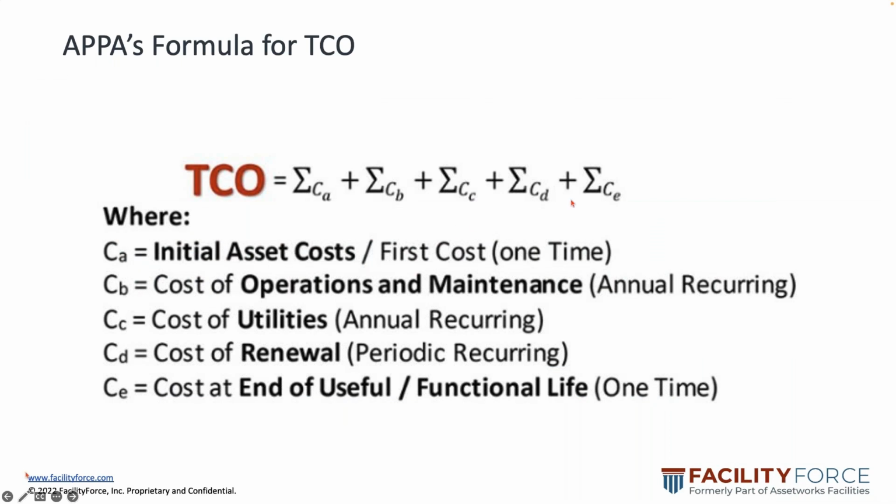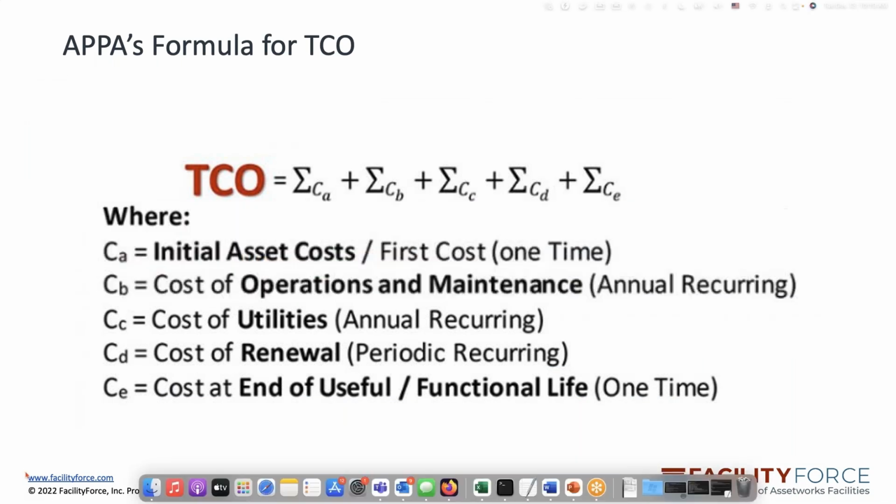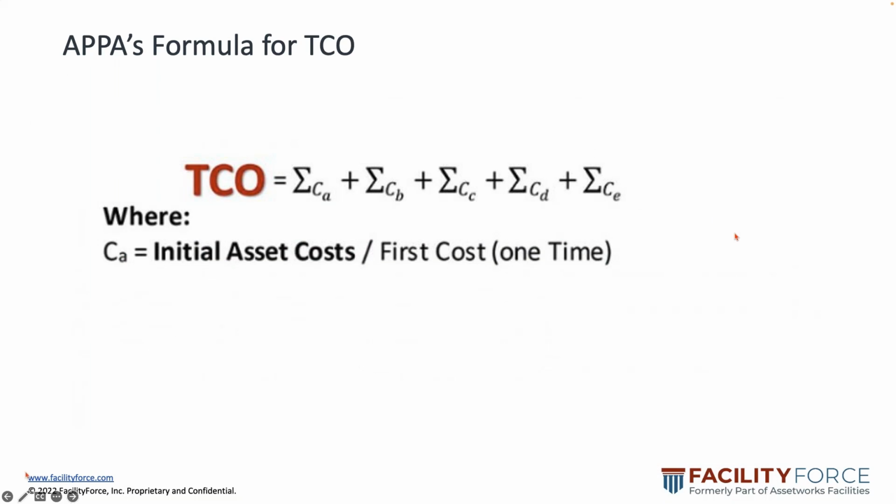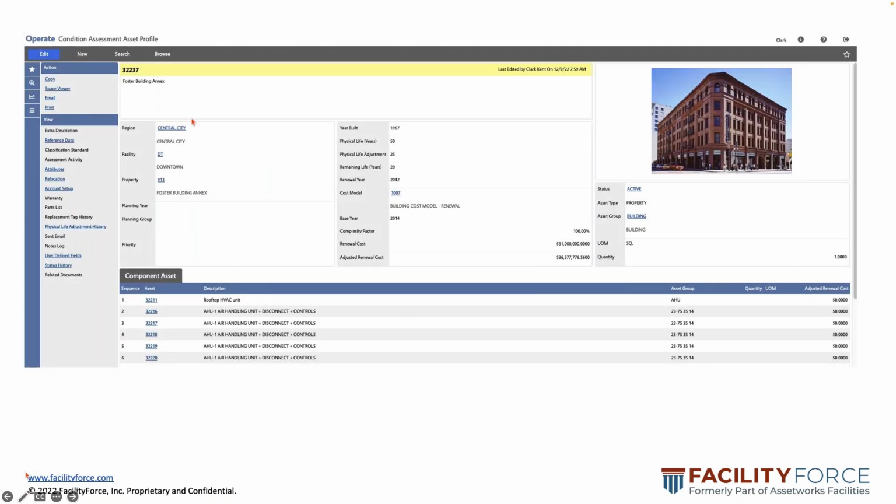So speaking of those, let's go back and build this formula. And the first thing we're going to look at is the initial asset costs. Now, within the IWMS, we have a record for a number of assets and buildings, as you would imagine. But today we're going to be looking at one specific building, the Foster Building Annex.